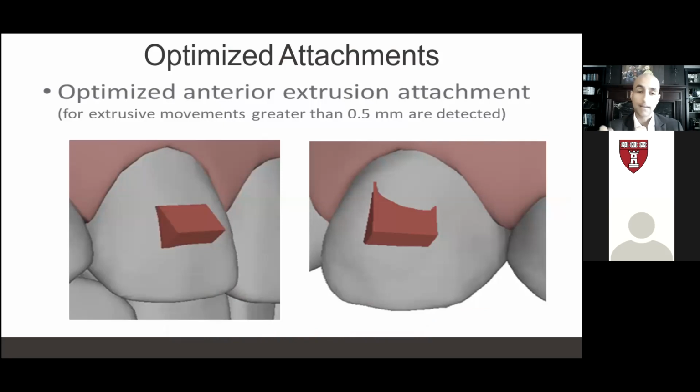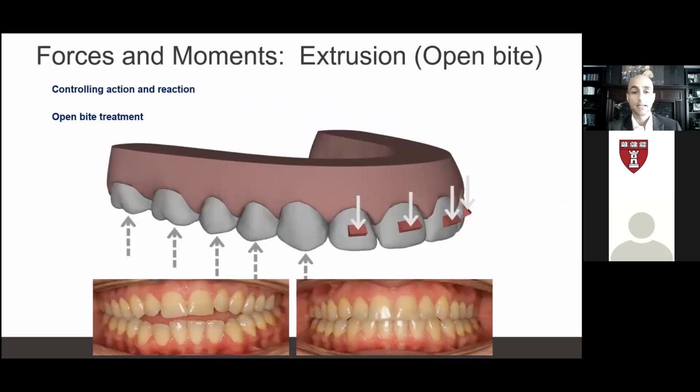With the optimized attachments, just again as a summary, it says here that these are triggered when there's greater than 0.5 millimeter of movement. So they're automatically placed by the software, and they're ranked actually fairly high in terms of hierarchy. In an open bite case, these will take precedence over many other types of attachments. And we'll start talking about hierarchies a little bit later on tomorrow. But again, they generally trigger pretty readily.